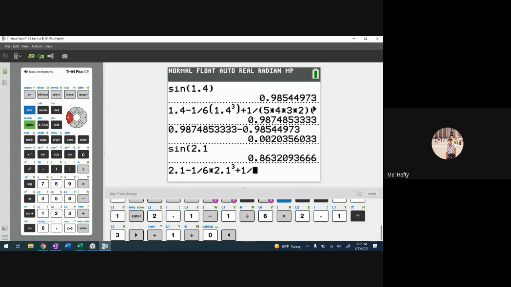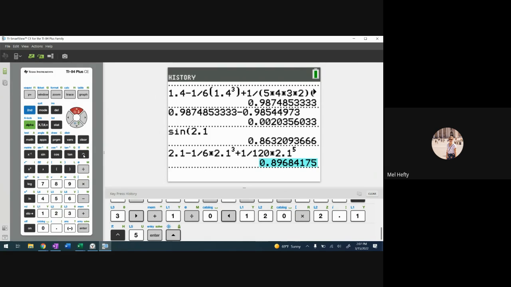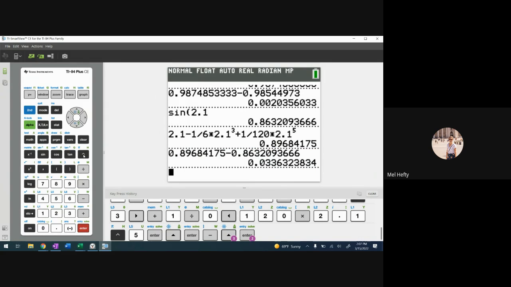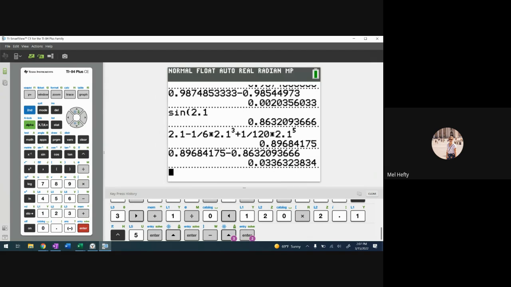I think I must have those brackets somewhere. All right, you should be getting similar numbers, hopefully. 0.336.